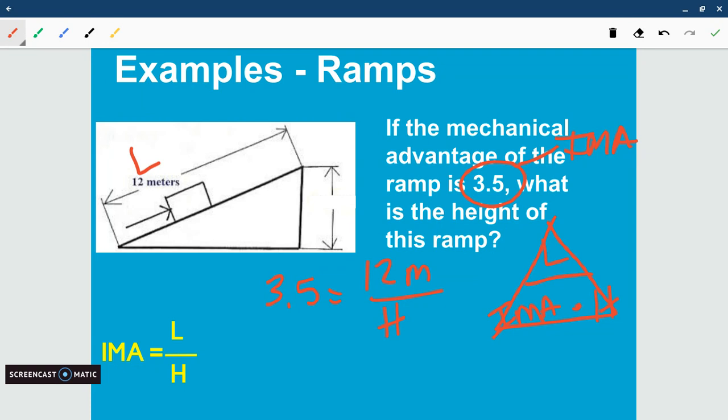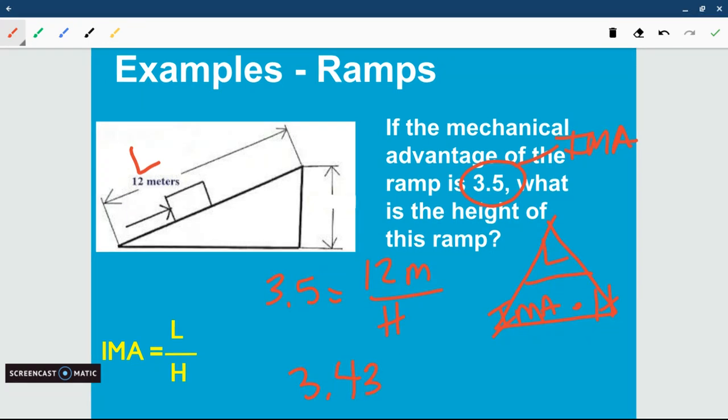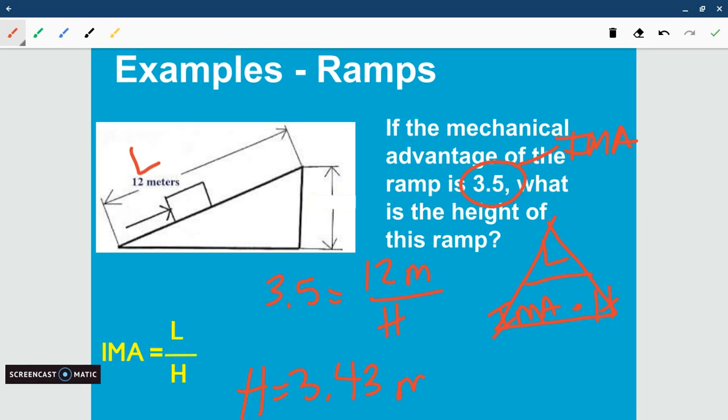Sorry, I have to actually get my calculator out to do this. And I would get an answer of 3.43. And again, this is a height. So my label would be in meters because heights, lengths, all those distances still have units. It's just mechanical advantage that does not.